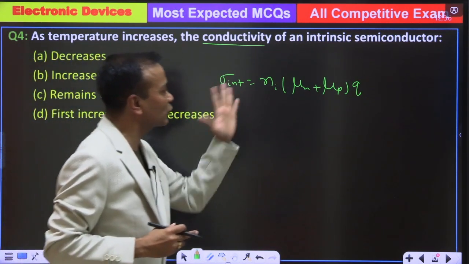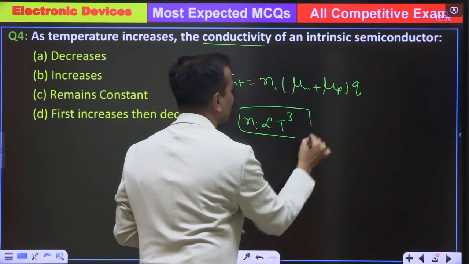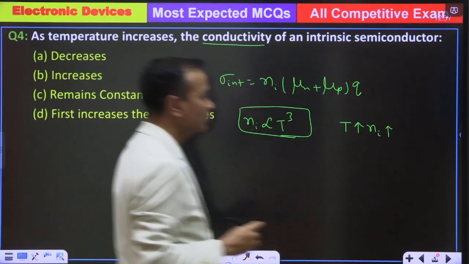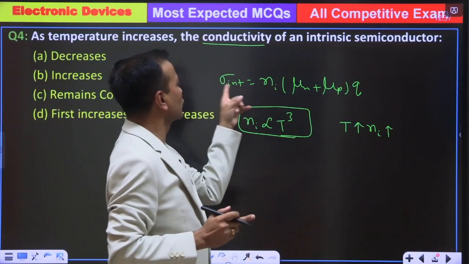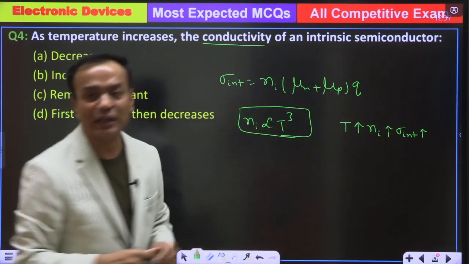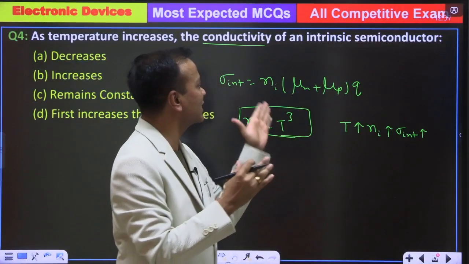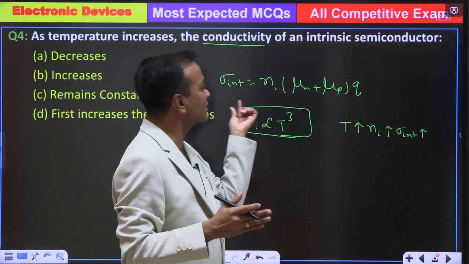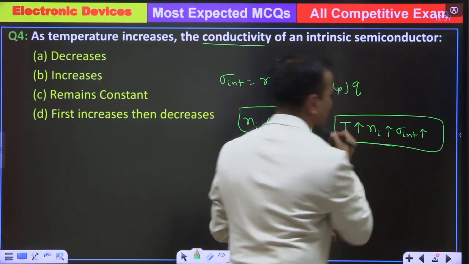So here, as per this question, what you need to answer, this Ni is directly proportional to T raised to 3. So we can say that if temperature increases, then the Ni value is increasing, because more thermal energy is supplied and covalent bond breaking will be more. Due to that reason, this Ni is increasing. So this sigma intrinsic is also increasing here, but this has certain limitations also. The reason behind that is this conductivity depends upon the mobility of the charge carrier also. So it depends upon these two parameters. For a certain temperature limit, this Ni will be increasing as the temperature is increasing, and ultimately this sigma intrinsic will also be increasing. So this is limited to a certain temperature range.